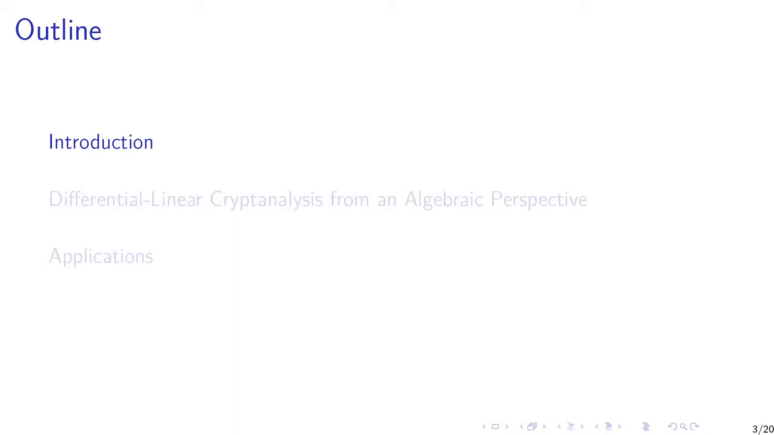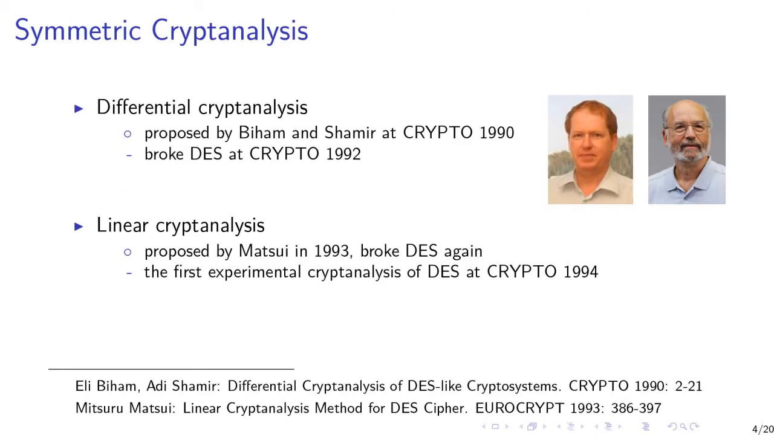First, let's begin with a brief introduction of the research background. Differential cryptanalysis and linear cryptanalysis are two of the most important analytical tools in symmetric cryptanalysis. Differential cryptanalysis was proposed by Biham and Shamir at Crypto 1990. Using differential cryptanalysis, the same authors broke the full DES at Crypto 1992. Linear cryptanalysis was proposed by Matsui in 1993 and broke the full DES as well.